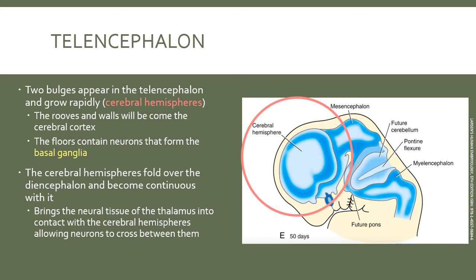They grow very quickly. The roofs of the cerebral hemispheres and the walls are going to become the cerebral cortex, that highly wrinkled exterior structure of the brain. The floors of the two cerebral hemispheres contain lots and lots of neurons, very densely packed neurons, and they're going to form the basal ganglia. Now, as the cerebral hemispheres are growing, they essentially fold over the diencephalon and then ultimately become continuous with it. So the meninges, the membranes that were separating those two structures, dissolve or dissipate, and the two structures are now essentially becoming one, or they become continuous with each other, which allows neural tissue from the thalamus to come into contact with the cerebral hemispheres and allows for that connection.